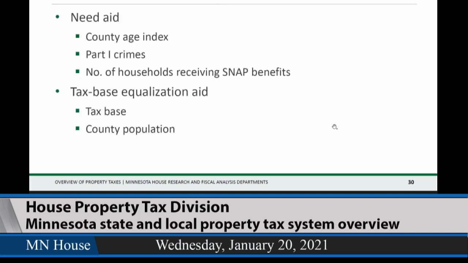There are two different factors that determine a county's aid. One of those is a need measure, and the other one is a tax base measure. The factors that go into determining need within the CPA formula include the age of residents within the county, the number of Part 1 or serious crimes within the county, and the number of households receiving SNAP benefits. And the tax base portion of the formula is just based off of the county's tax base and the county's population.